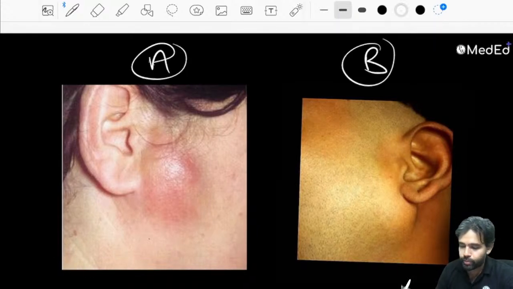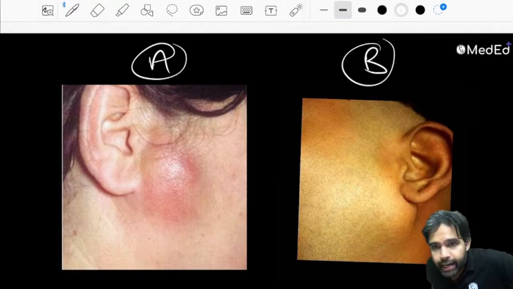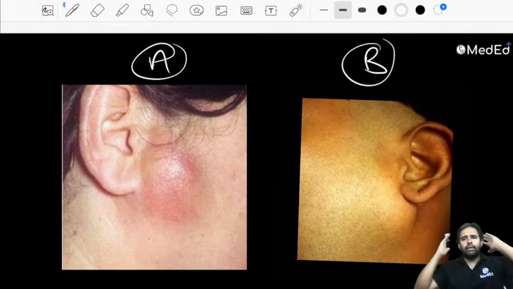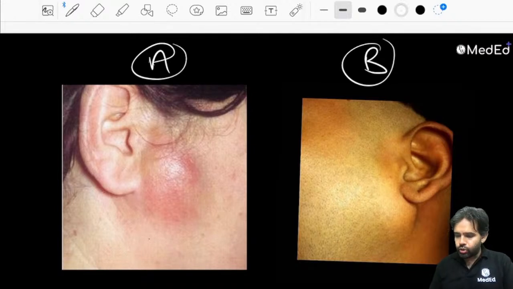Both these are images from your PYQs. What is the difference between these two? I had taught this in one of the classes, and then there was confusion among students where they were saying that this is that. Okay, now I want to show you anatomically how to differentiate between the two.